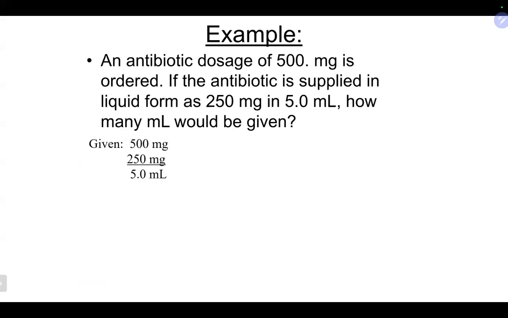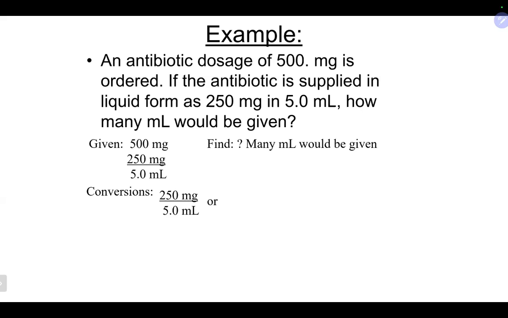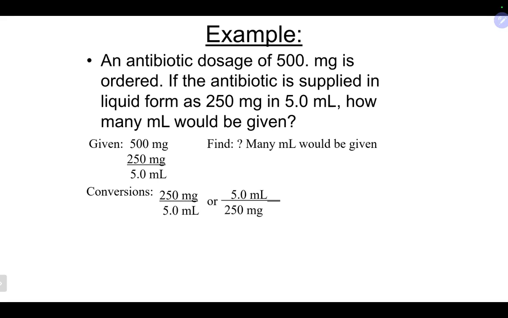All right, so let's try another one here. We got an antibiotic dose of 500 milligrams ordered. It comes as 250 milligrams in 5 milliliters. How many milliliters would be given? Okay, so let's take a look where we should end up with this. So very often in problems much like this, we get a conversion factor given to us in the problem. And obviously we could use that as one of these two versions here as a conversion factor.